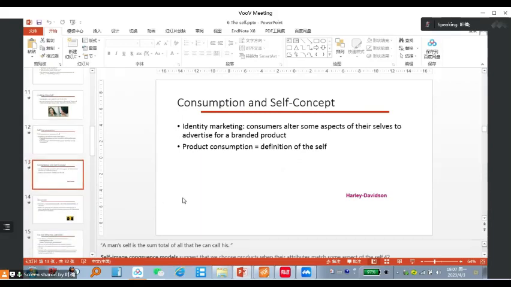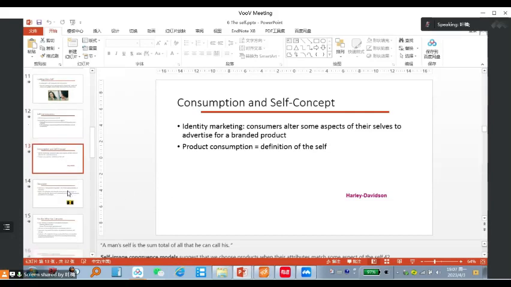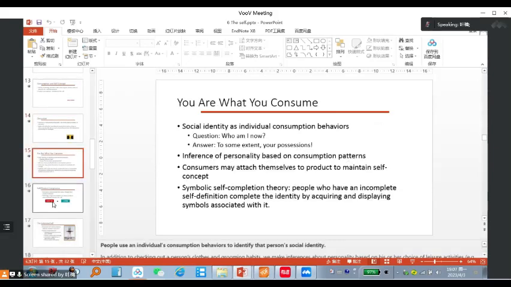And we use products to define the self. So there is an opinion: you are what you consume. And studies show that people use an individual's consumption behavior to identify that person's social identity.